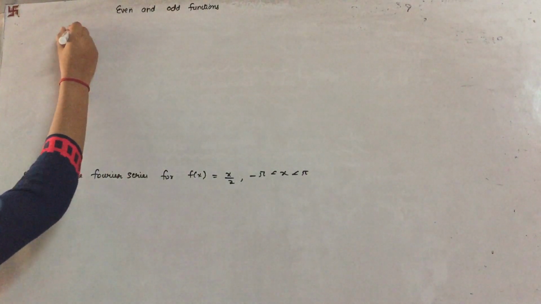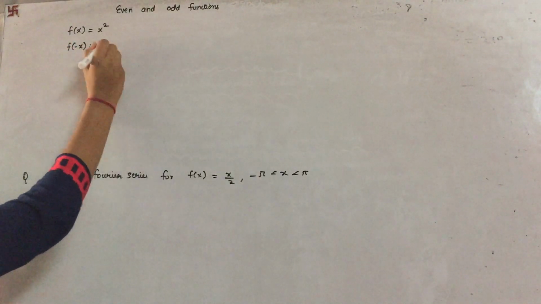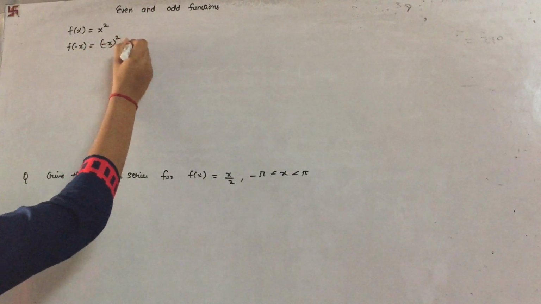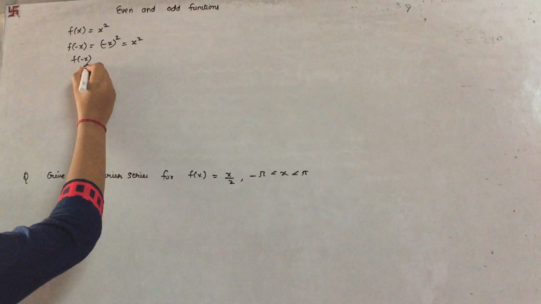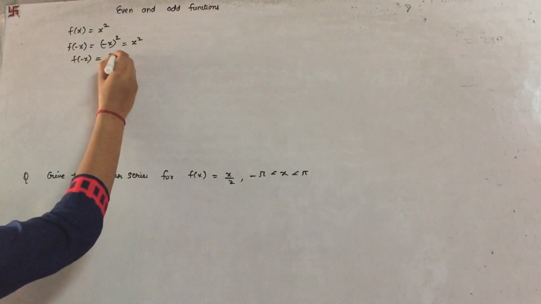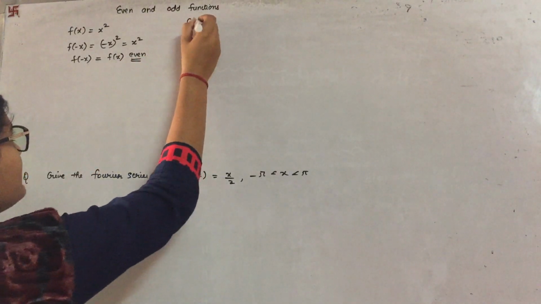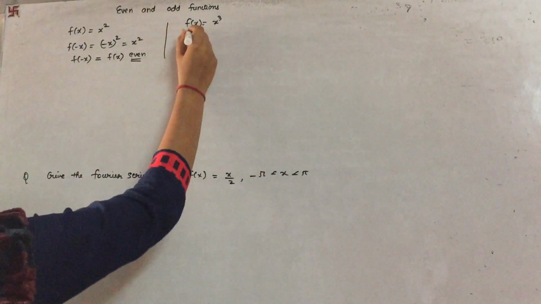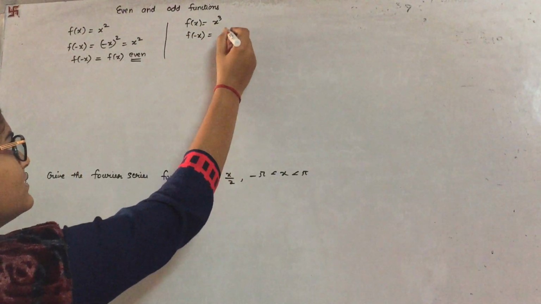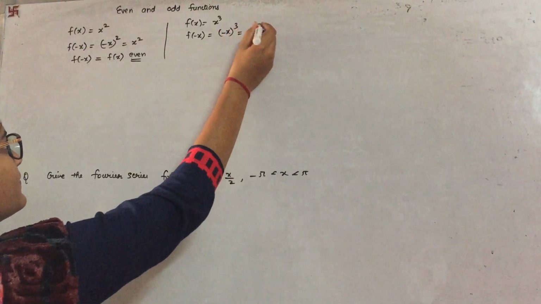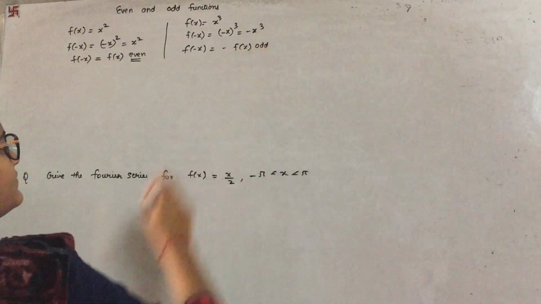Let us suppose you have a function x square. For it, if you have to find the value at minus x, that means (minus x) square, that means x square. So if the value of the function at minus x is equal to the same function, then it is called even. And let us suppose it is x cube, then the value of f(minus x) is minus f(x). Then we call it odd.